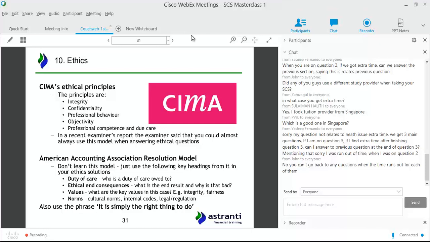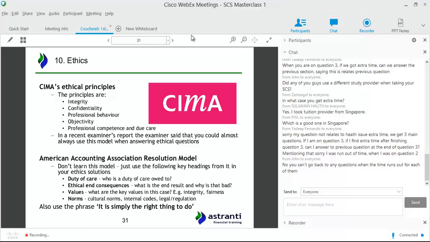And so when you are applying the CIMA ethical principles, what you should do is look at them in a way that you are applying the relevant ones. And what I mean by that is when you get a question on ethics, don't bring up the CIMA ethical principles and look at every single one individually. Okay, so this is a CIMA ethical issue. We can use the CIMA ethical principles to analyze this. The CIMA ethical principles include integrity. Integrity is this, this, and this. Confidentiality is this, this, and this. Professional behavior is this, this, and this.